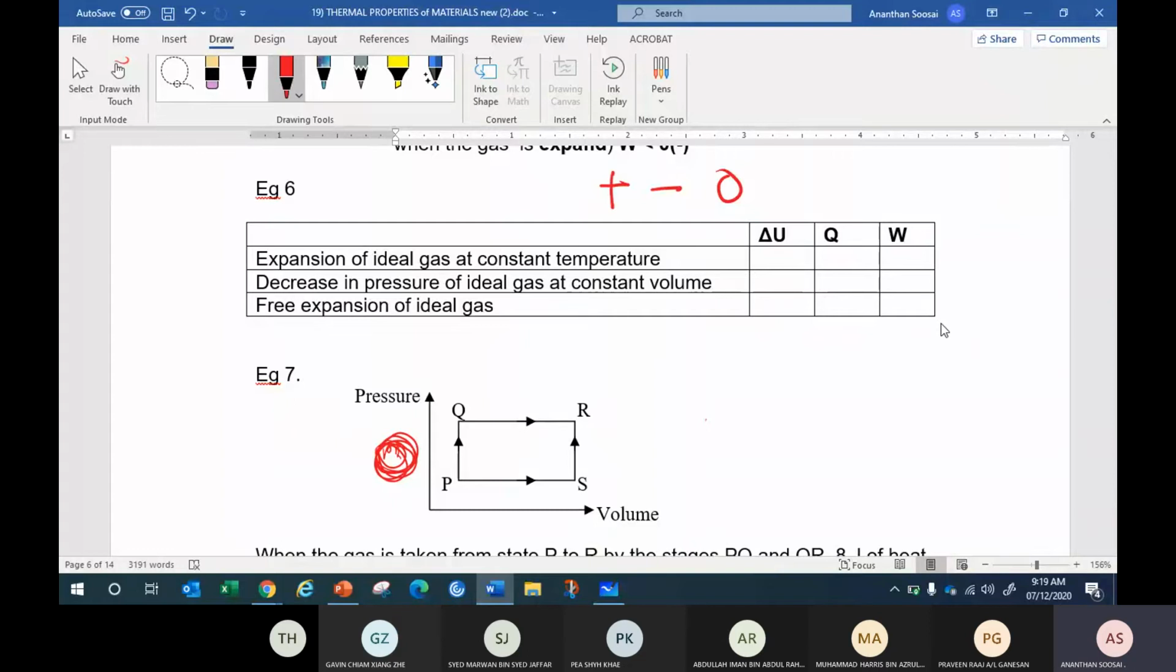Try to figure out, maybe we do the first one. We do the first one. Okay, first one, tell me. Expansion of ideal gas at constant temperature.